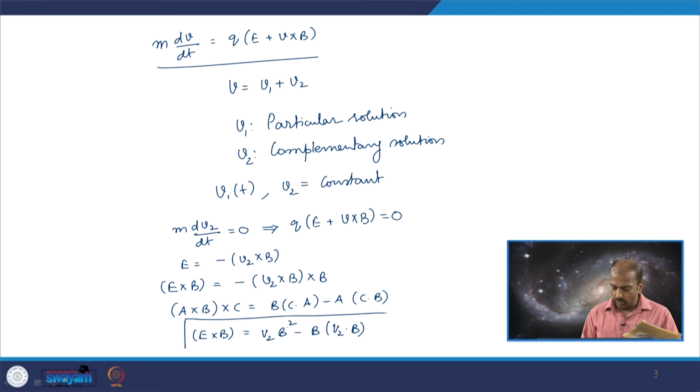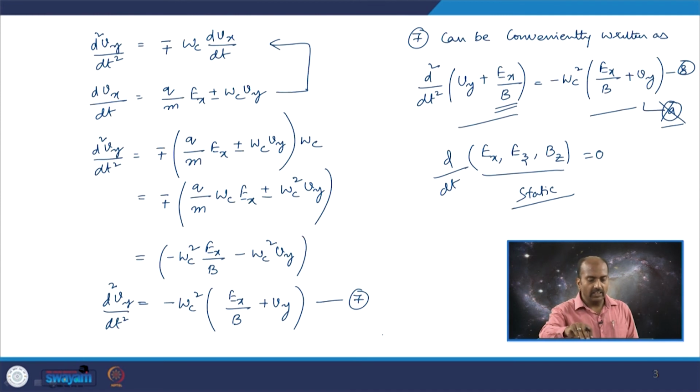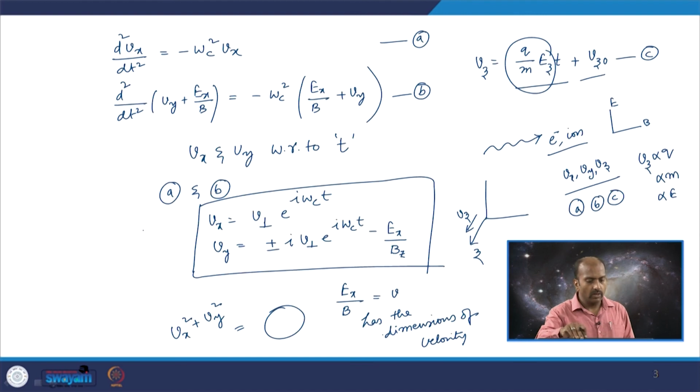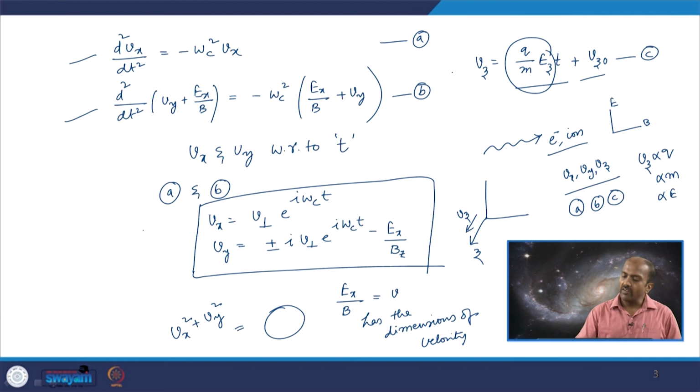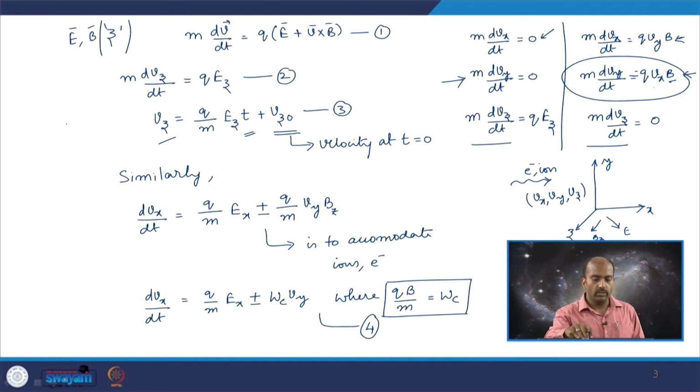Before I analyze this, I will tell you what I am trying to do again. What I am trying to do is, I have these 3 second order differential equations, d square Vx, d square Vy, and we already have a solution for Vz, right. The solutions of d square Vx and d square Vy are going to be Vx and Vy. What is the origin of this second order differential equation? The origin of this second order differential equation is simply this, equation number 1, right.